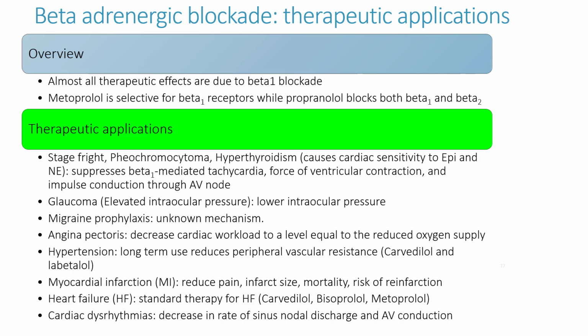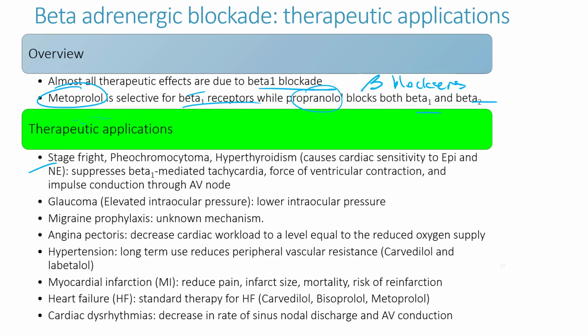This one is from beta adrenergic blockade. So again, we're blocking beta receptors, right? Almost all therapeutic effects are due to beta blockade. And so a nickname for beta adrenergic blockade is beta blockers. So you've got over here metoprolol, selective for beta 1 receptors. Propranolol blocks both beta 1 and beta 2. All right, so in terms of the therapeutic applications, you've got it listed over here.